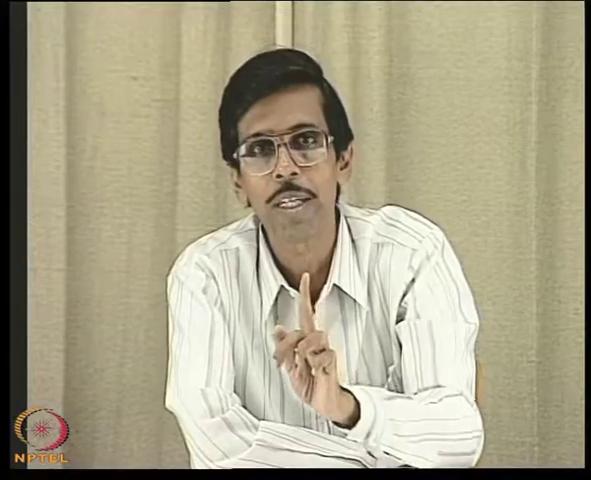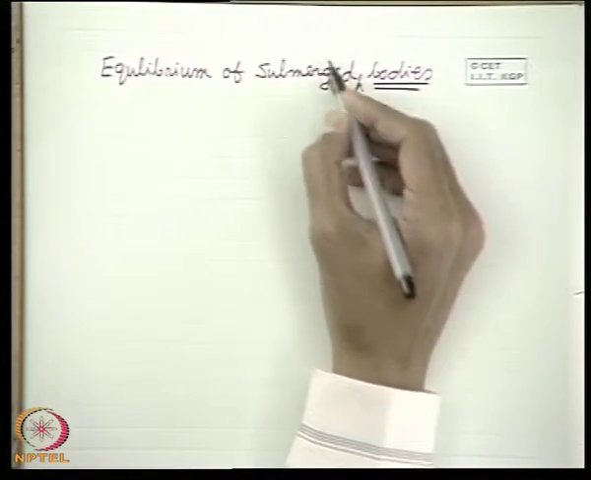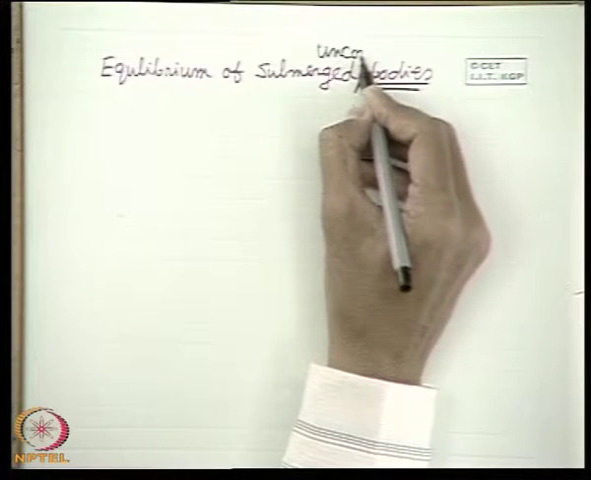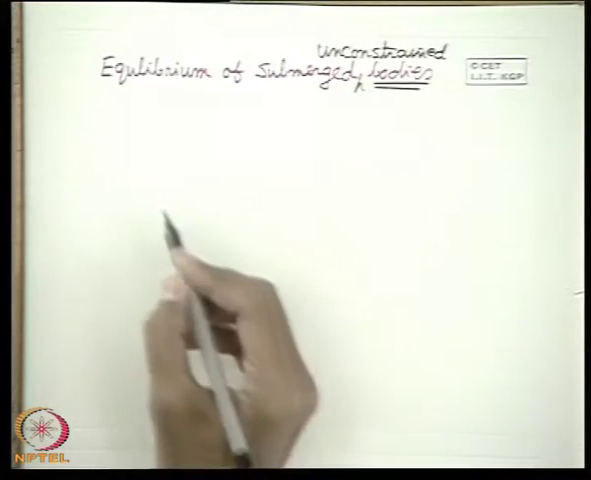In that case, what happens? The weight and the buoyancy are equal in magnitude, and if they also become collinear, that means on the same vertical line with the same point of application, then the body will be in perfect equilibrium under submerged state. Okay. So, the condition of equilibrium of submerged bodies, unconstrained, that means free, that means only weight and buoyancy are acting.